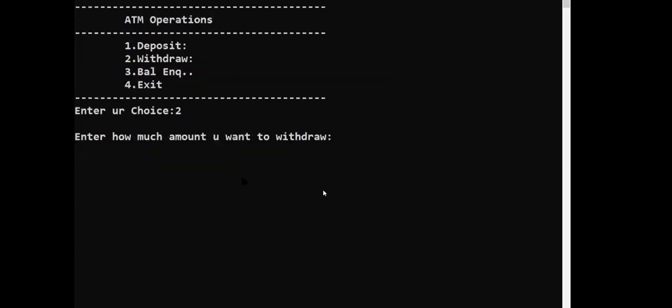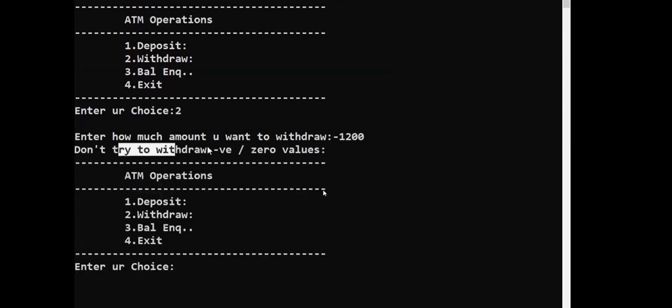Option 2. Enter how much amount you want to withdraw. What is that? Minus 1,200, I want to take it. Minus. Allowed or not allowed? Not allowed. Don't try to withdraw a negative or zero value.